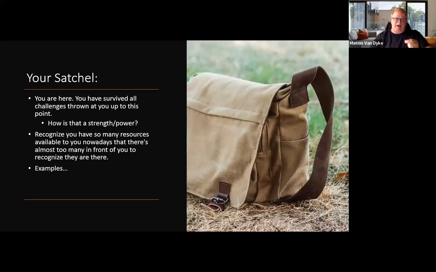And I am choosing the word power on purpose. I'm not trying to be melodramatic. It is a power. It's more than just a strength. Can you recognize how many resources you have?